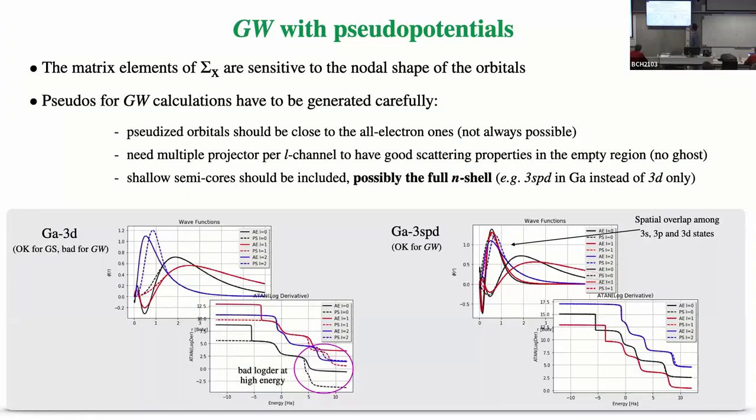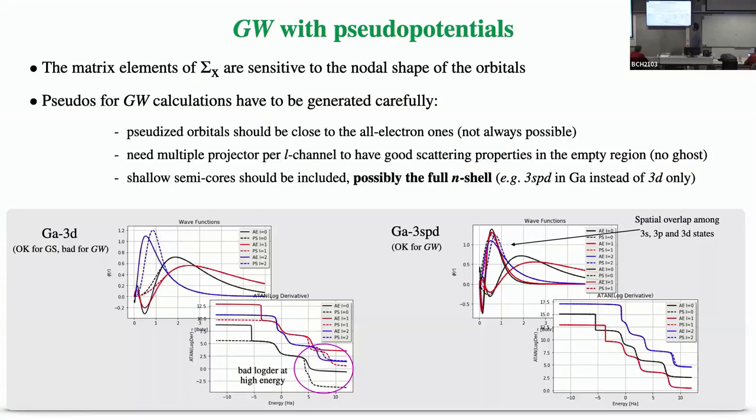This figure also shows the logarithmic derivative, which is a proxy for the scattering properties of the pseudopotential, in the sense that the pseudopotential should be able to reproduce the scattering properties of the all-electron atom. So if the solid line here is reproduced by the dashed line that corresponds to the pseudo, we are confident that our pseudopotential is able to describe the scattering with electrons in this region. The negative energy corresponds to bound states, and the positive energy corresponds to unbound states. For ground state applications, it's very important to have solid and dashed lines that are on top of each other in this region.